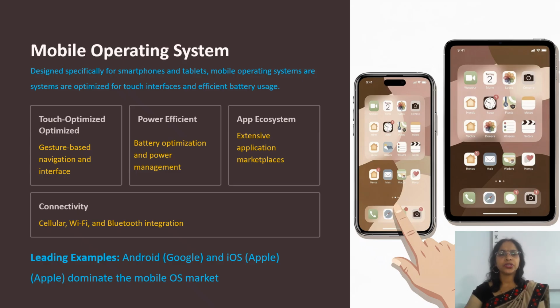In touch optimization, gesture-based navigation and interfaces are there. In power efficiency, battery optimization and power management are there. In the app ecosystem, extensive applications and marketplaces are there. If we are talking about connectivity, there are cellular, Wi-Fi and Bluetooth integrations.